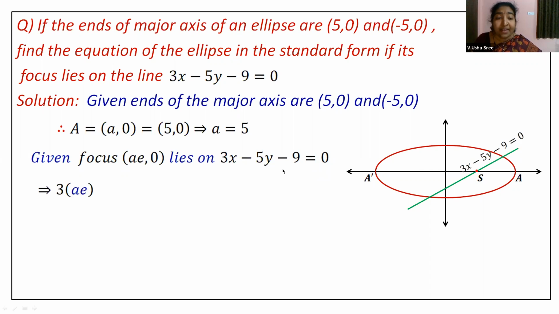So this implies 3 into ae. Instead of x, you are taking ae. Instead of y, you will substitute it as 0. Then you have it as 3ae minus 9 equal to 0, or we can say 3ae is equal to 9. Still further, we can say ae is equal to 3, right? We know what is a. We also know what is ae, isn't it?